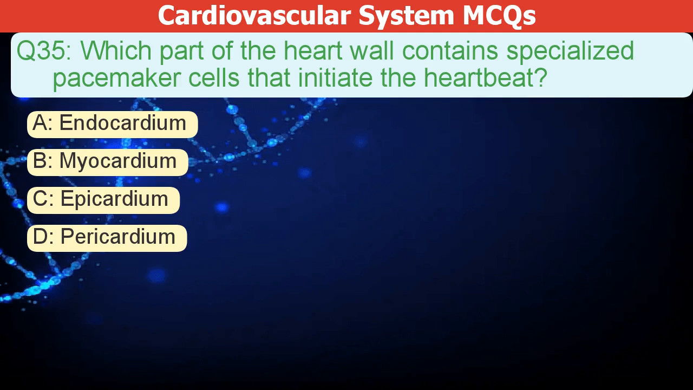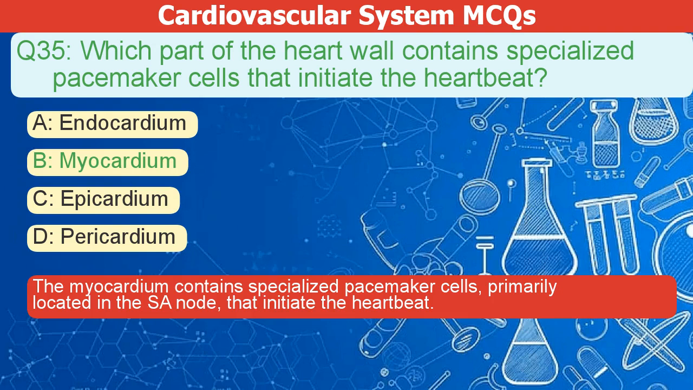Which part of the heart wall contains specialized pacemaker cells that initiate the heartbeat? A. Endocardium. B. Myocardium. C. Epicardium. D. Pericardium. The correct answer is B. The myocardium contains specialized pacemaker cells, primarily located in the SA node, that initiate the heartbeat.